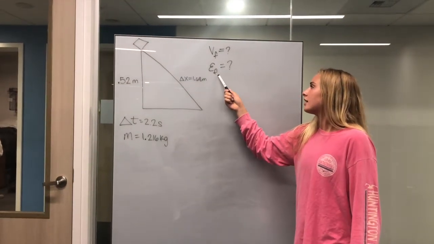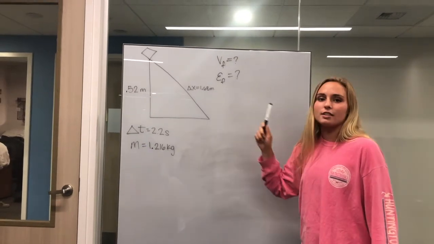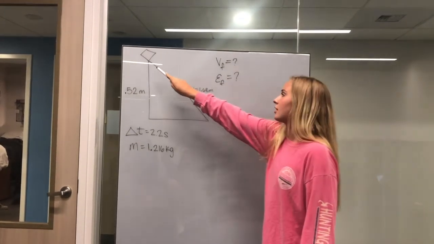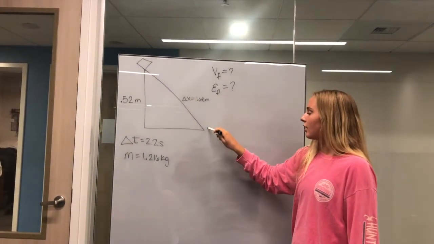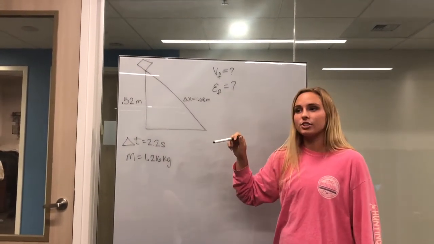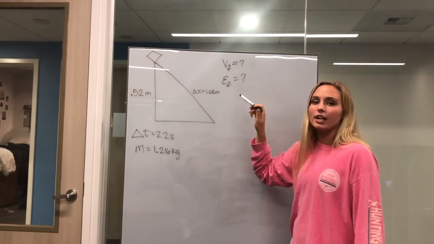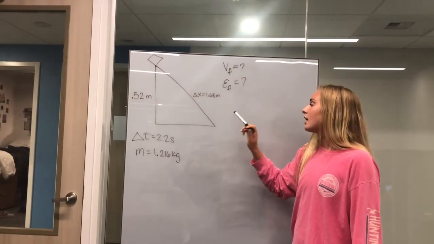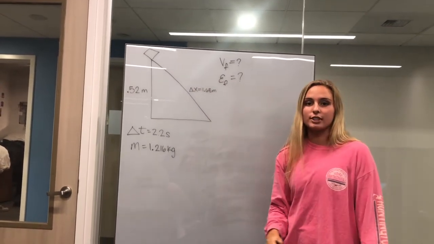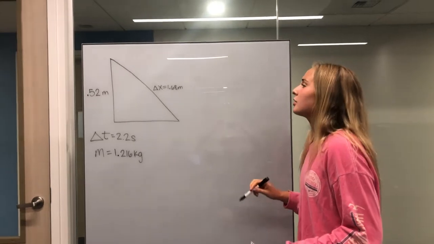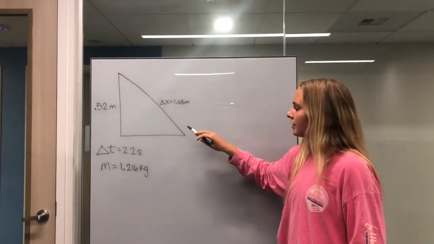Secondly, we want to find the energy lost to friction. So in order to do this, we're going to look at this through an energy lens because we start with potential energy, and as we move down our ramp, we have kinetic energy as well as energy lost to friction. We can find kinetic energy as well as potential energy, so that's how we're going to solve for energy lost to friction.